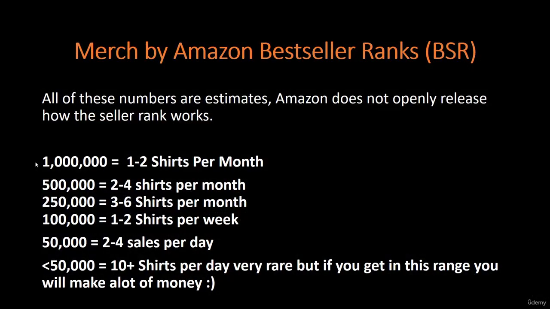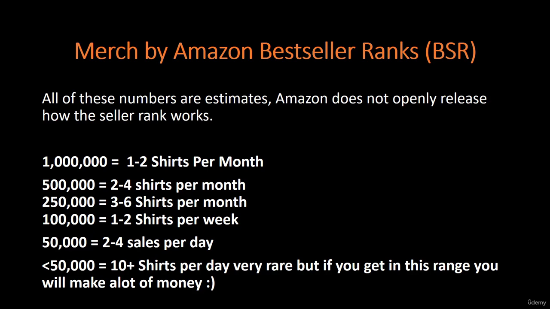So product rank 1 million is selling 1 to 2 t-shirts per month. And product rank 250,000 is selling 3 to 6 t-shirts per month. And if you see any t-shirt product rank around 50,000, then this particular t-shirt is making 2 to 4 sales per day. And under 50,000 product rank is selling 10 plus shirts per day. But they are very rare, but if you get in this range, you will make a lot of money.